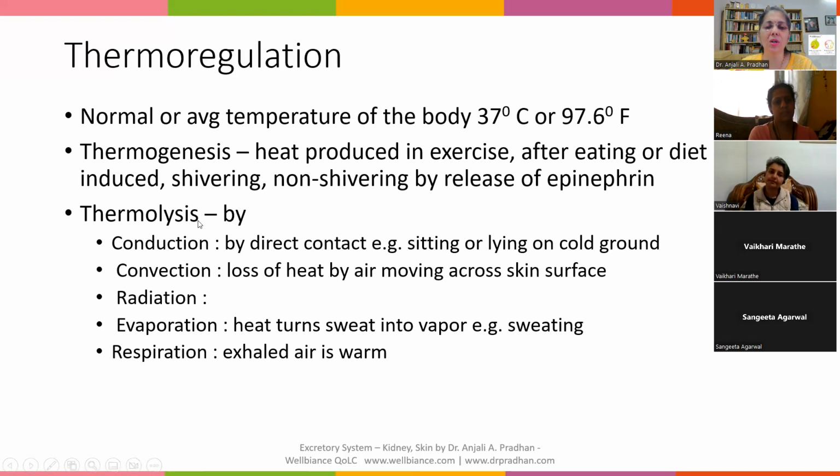And thermolysis. Lysis is breaking down. When the heat is more, at that time it should decrease, right? In order to maintain the temperature of the body, this mechanism of thermolysis comes into action. So thermolysis is through conduction. Conduction means wherever there is touch, heat is lost from there. That is by direct contact.